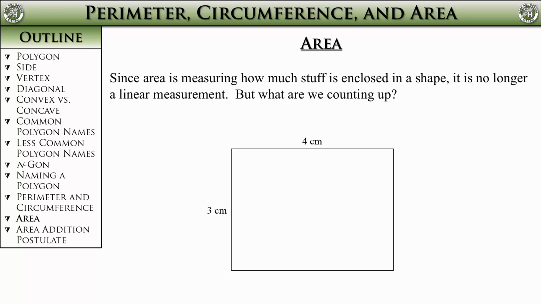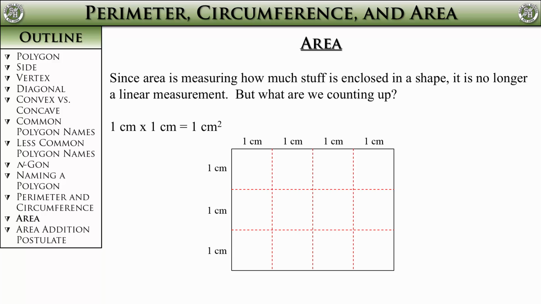But what exactly are we measuring? I have a lovely rectangle below. Let's chop it up. My dissection job has left this rectangle chopped up into perfect little squares that are 1 centimeter on a side. This means that each little square is 1 centimeter squared. As a bonus fact, that's why the little exponent to the second power is pronounced as squared.